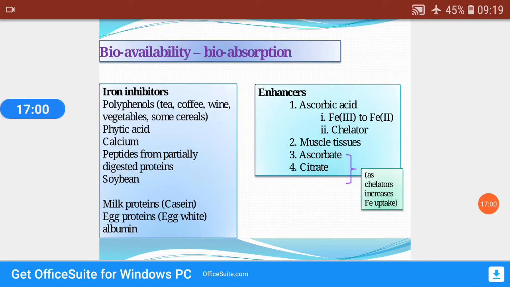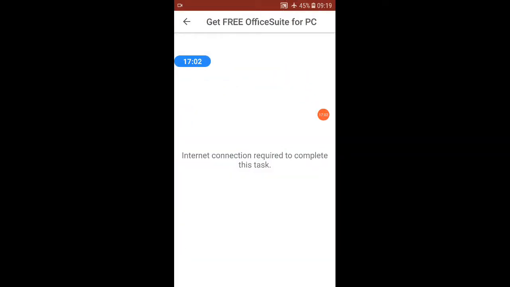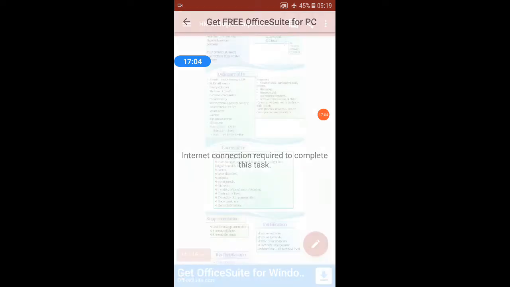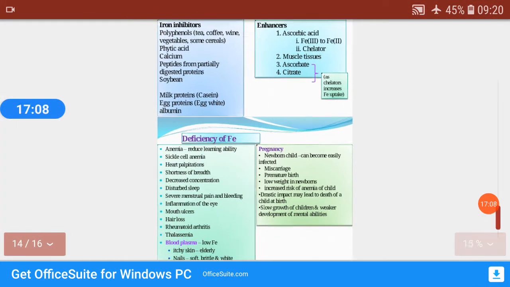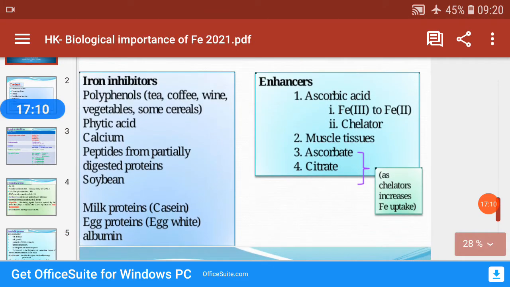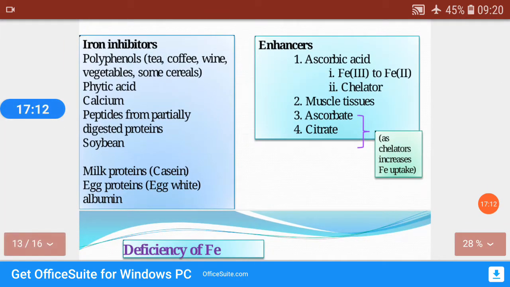And also the enhancers. If a person is suffering from iron deficiency, then absorption can be enhanced by increasing the vitamin C in the diet, say for example, ascorbic acid, which plays a very important role.